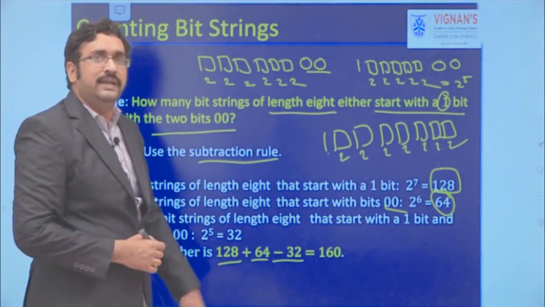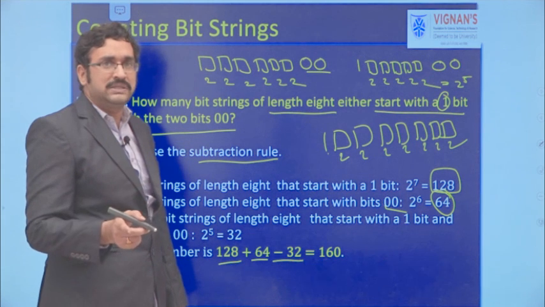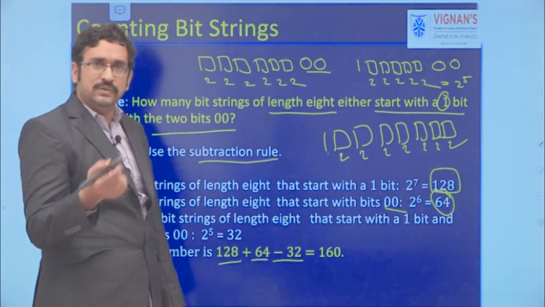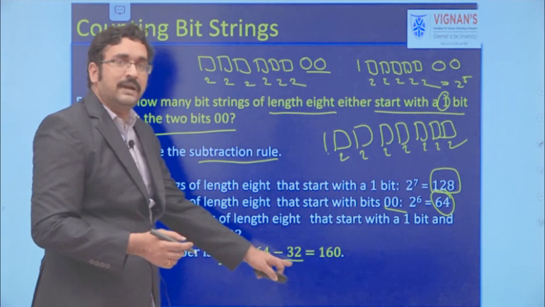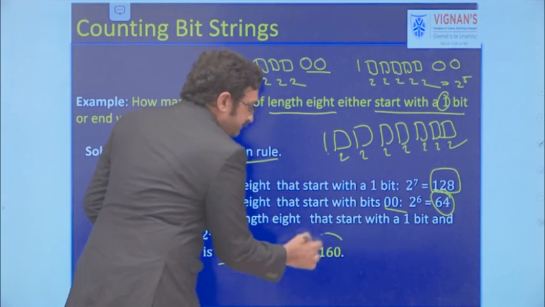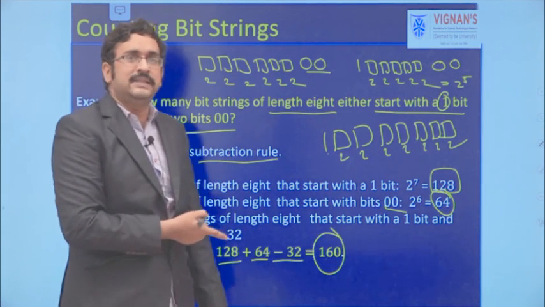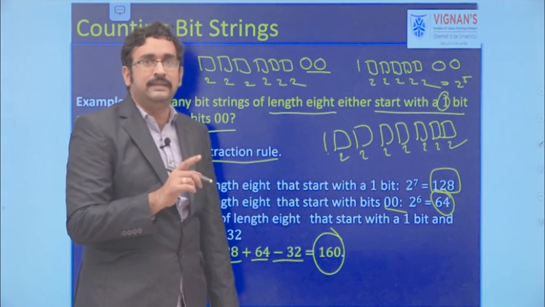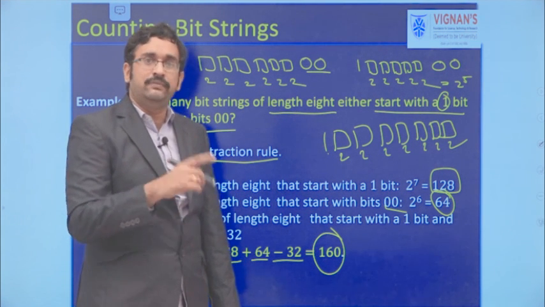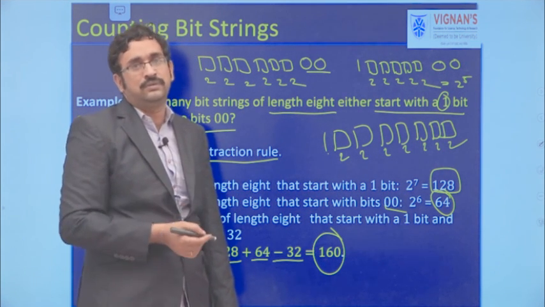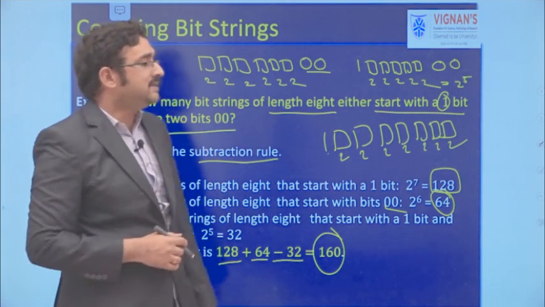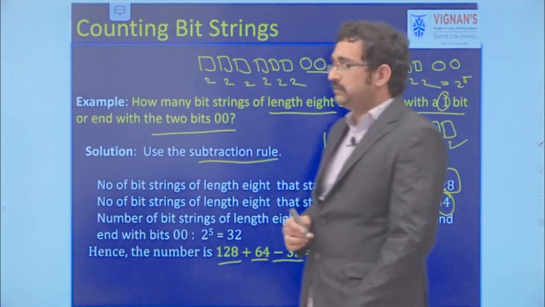What does 32 indicate here? The number of bit strings that are starting with 1 and ending with 2 zeros. If we subtract this, we will get 160. So what is this 160? There are 160 possible bit strings of length 8 which may either start with 1 or end with 2 consecutive zeros, but not both. So this is an example for the subtraction rule.